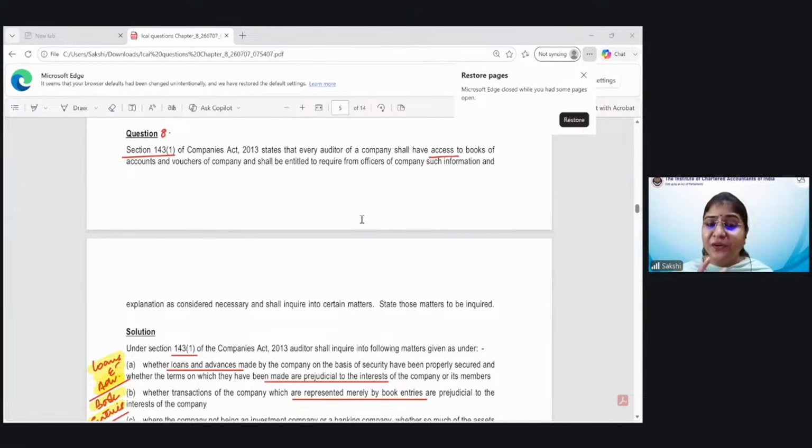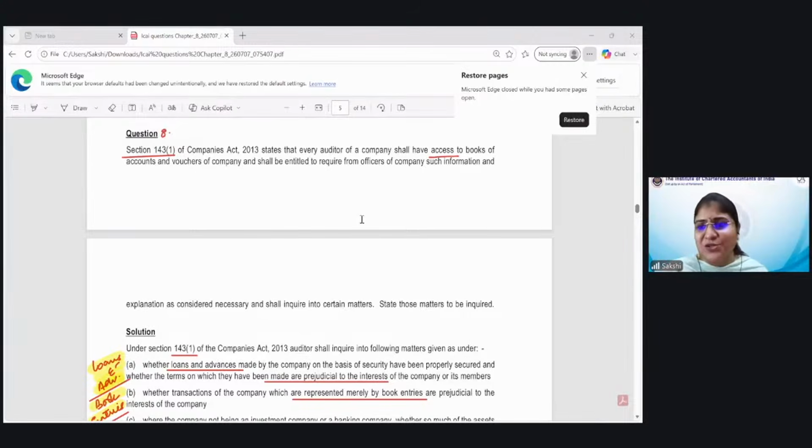Section 143(1) of the Companies Act 2013 states that every auditor of a company shall have access to books of accounts and vouchers of the company and shall be entitled to require from officers of the company such information and explanation as considered necessary and shall inquire into certain matters. State those matters to be inquired.